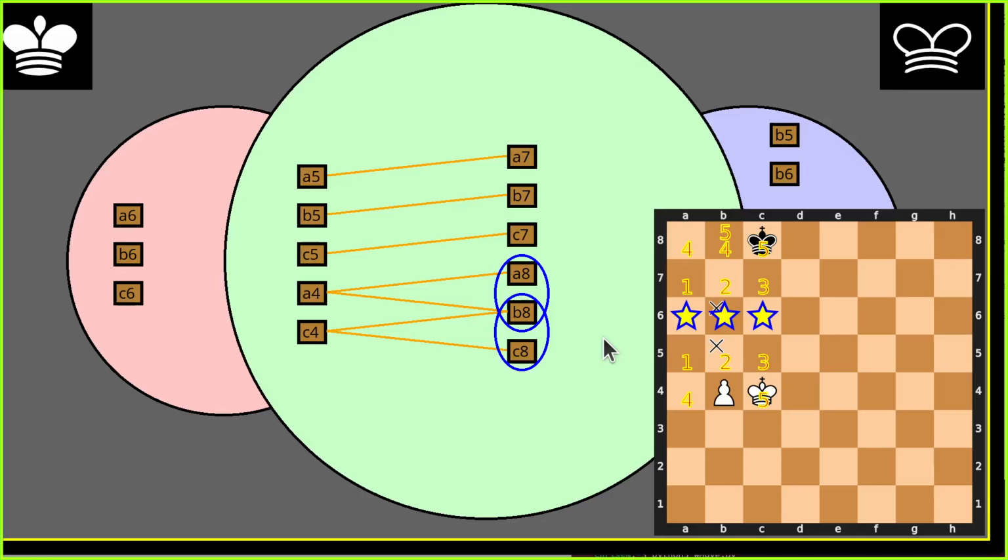I've just demonstrated how the technique of corresponding square analysis can really help you in practical endgames when they're as simplified as this. So we'll continue looking at these and more complicated examples as the series continues.